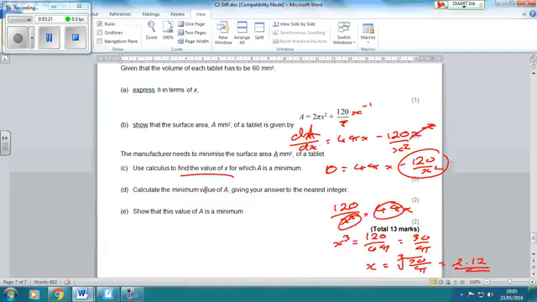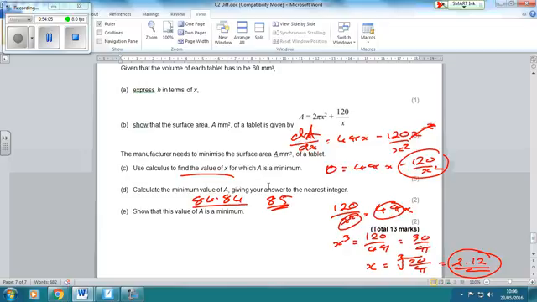And calculate the minimum value of A. Just like we've done beforehand, except we've done it all in one, we substitute our value of x into our A here, and we then work out what the value of A is. So 2 times pi times your answer squared plus 120 over your answer, and you should get 84.84. Giving your answer to the nearest integer, that's going to be 85.